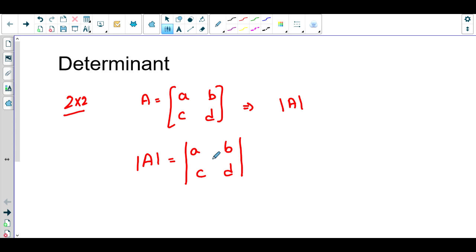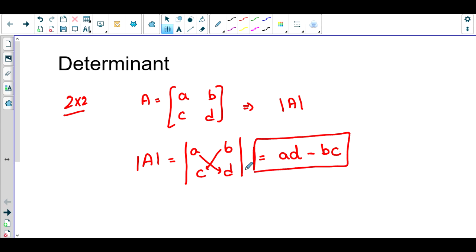Now how to solve this one? You have to multiply the elements of the diagonal. Like first multiply A with D, so it will be AD, then a minus, and then the second diagonal, which is BC, so BC. So what's the answer? AD minus BC. This is how we find a determinant of a matrix of order 2.